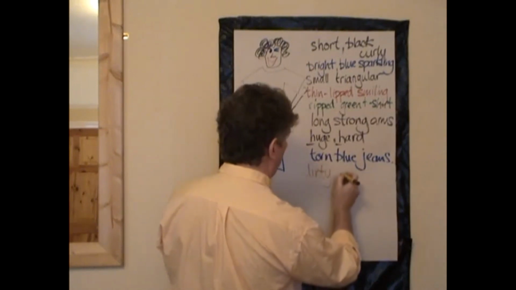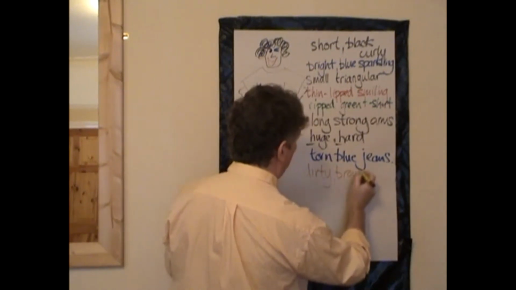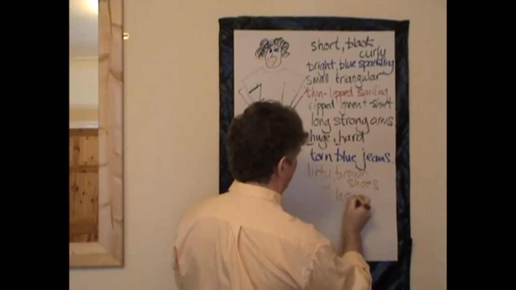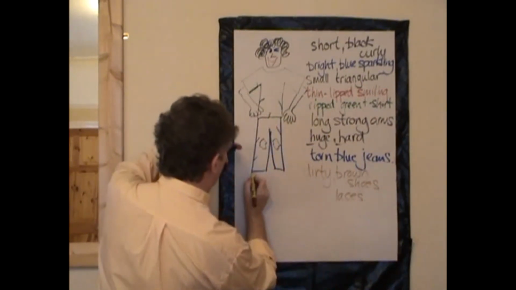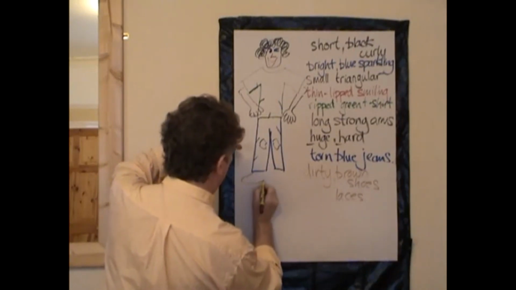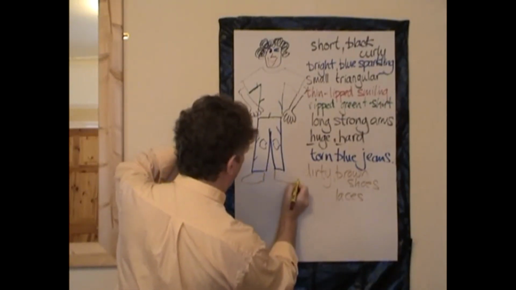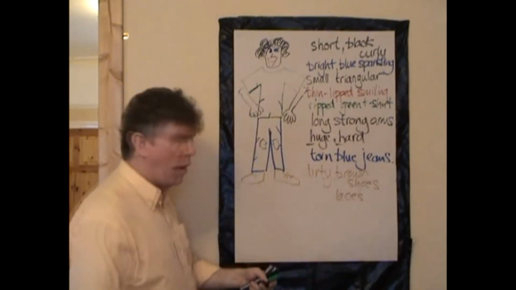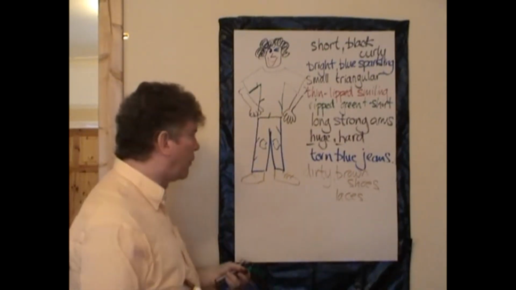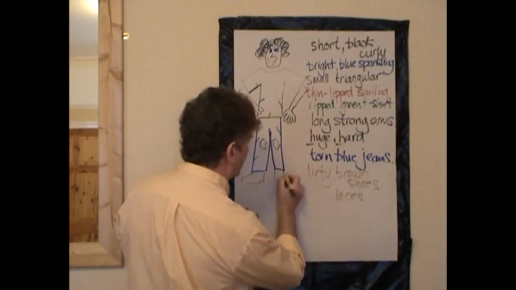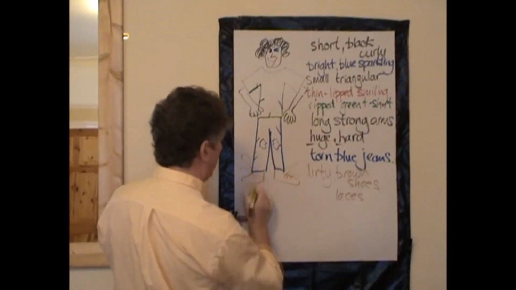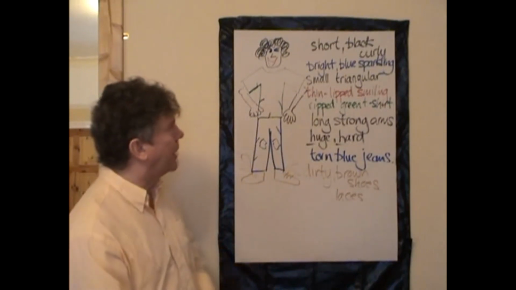Say dirty brown shoes, and let's say laces. So we're going to see dirty brown shoes like that. Laces, excuse me, are the long laces, are the scruffy laces? Scruffy laces, okay, so I've given really long laces like this. And now you have got a character.